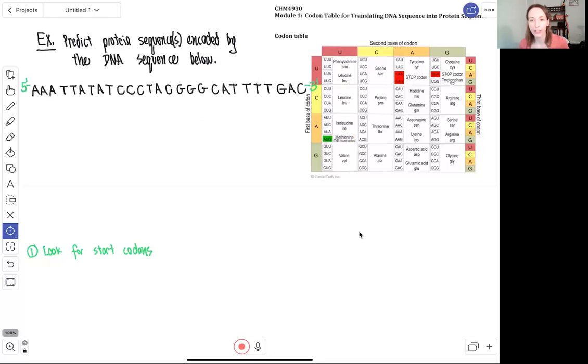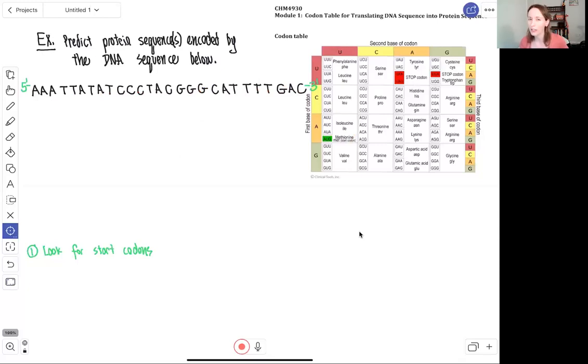That's why we have AUG on the table here. So looking through this sequence, looking for ATG, looking closely, do we see any ATGs? And the answer is we don't. So at this point, do we throw in the towel and say, well, there are no open reading frames in this, there are no proteins encoded by this particular DNA sequence, or do we look in some other direction?